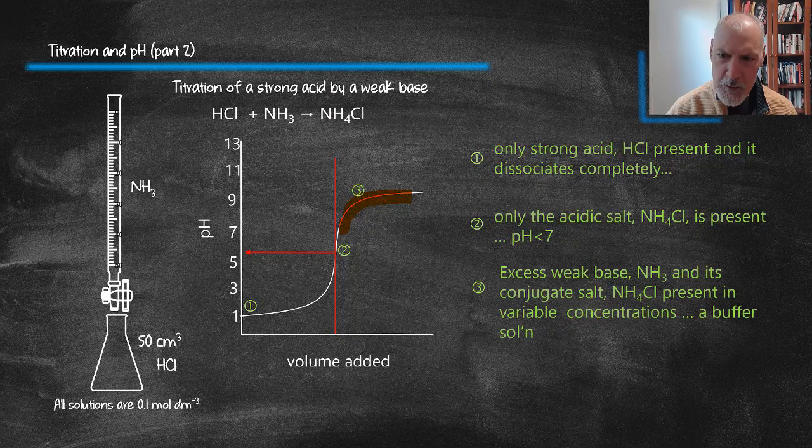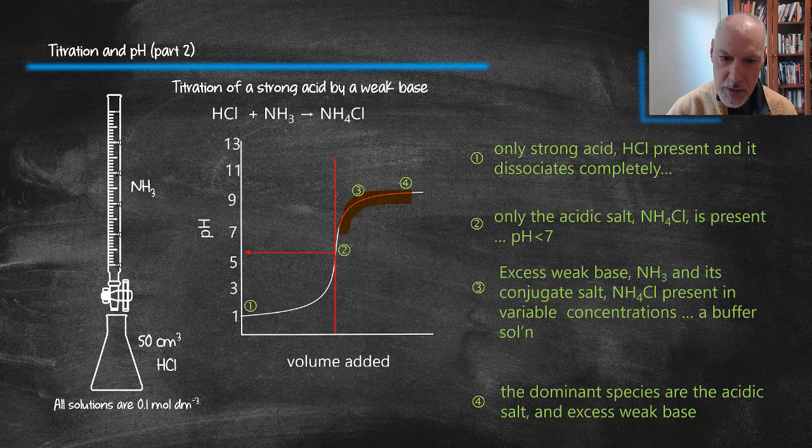As we move further beyond, we're now going to have a solution which has our excess ammonia and ammonium chloride. That's a situation with the weak base and its conjugate salt. So this would be designated as our buffer region. And eventually we'll reach a point later on where our dominant species is now really the excess weak base affecting our pH.